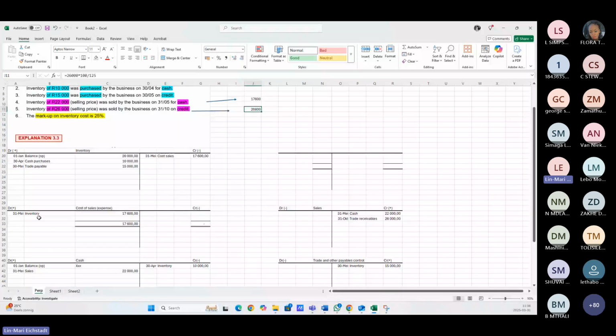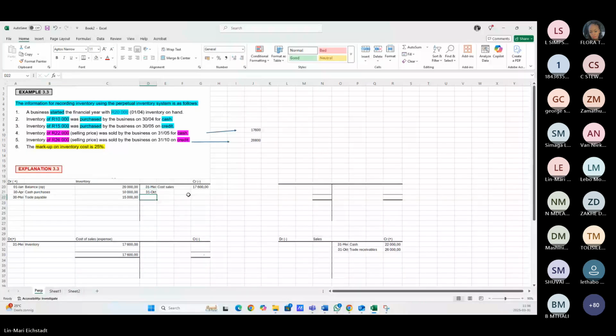So, as in the similar example, we would decrease our inventory with that cost, right? Because we sold the inventory, making our inventory balance less. And then why did our cost of sales increase? Because we sold inventory. So this would be our contra account. This would be 31 October. Okay.